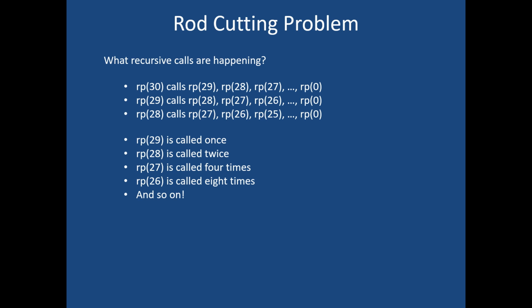So can you think of a way to avoid this mess? Yeah, you just store the value once you calculate it once. Right. Change the method so that when you calculate RP of 28 the first time, it remembers the answer. And the next time RP of 28 is called, it just reports the answer. It doesn't go do this massive recursion to compute it again. That's dynamic programming.